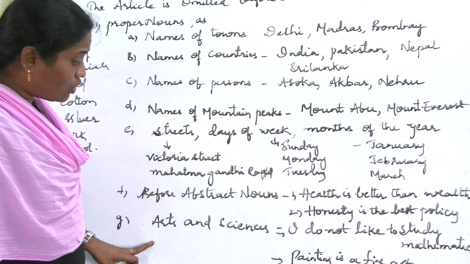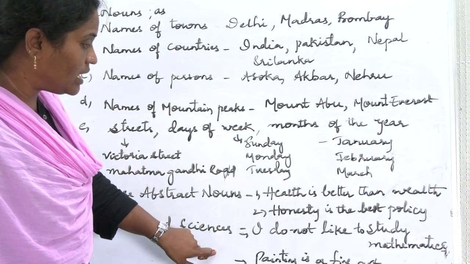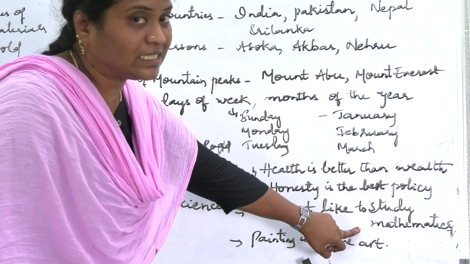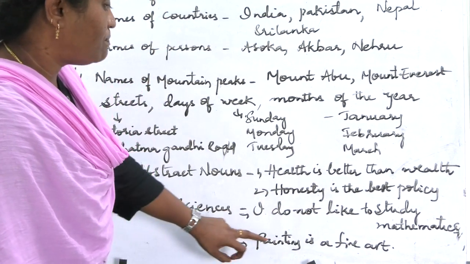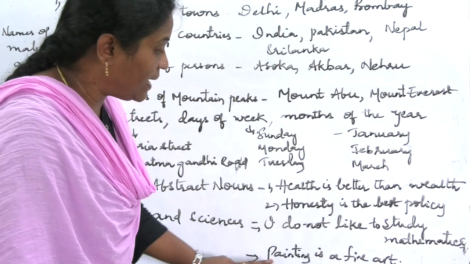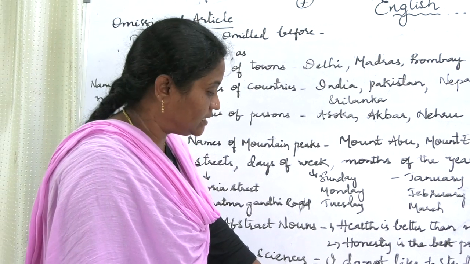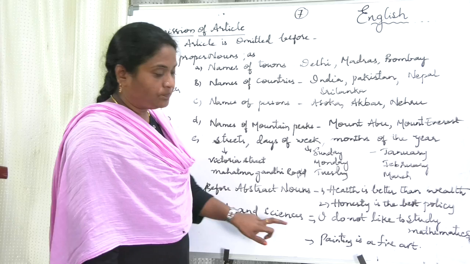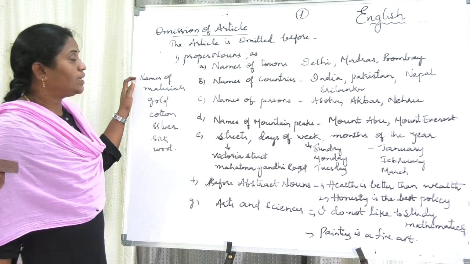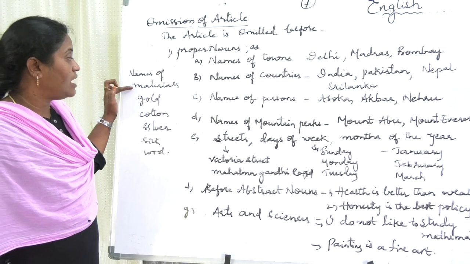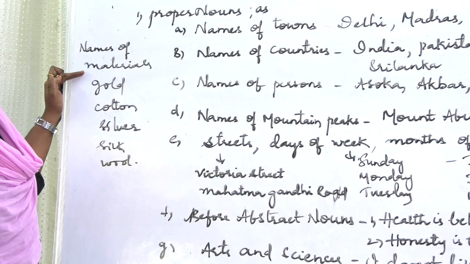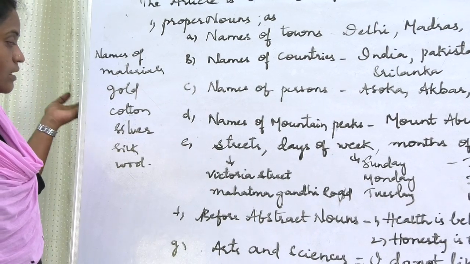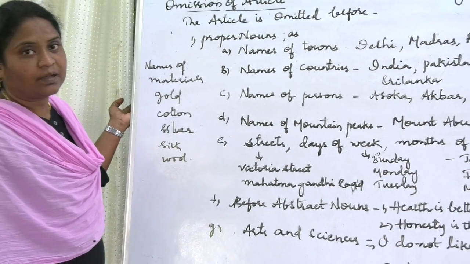Okay. Next, before arts and sciences, like I do not like to study mathematics. We should not write it as the mathematics. Okay. And next, painting is a fine art. The painting is wrong. We should not write as the painting. Okay. We should omit the article before arts and sciences. And also we should omit the article before the names of materials like iron, gold, silver, silk, cotton, wool, etc.